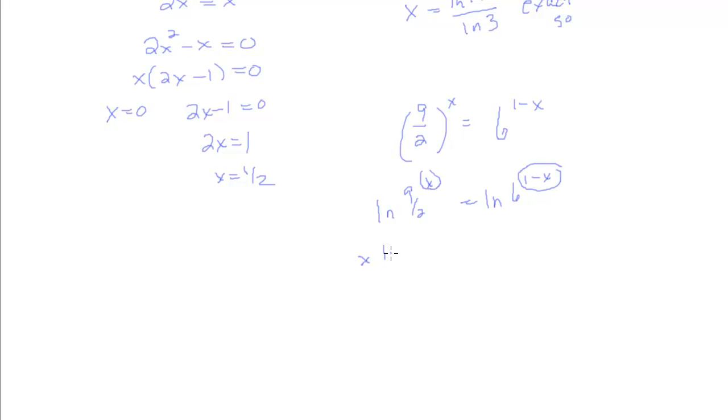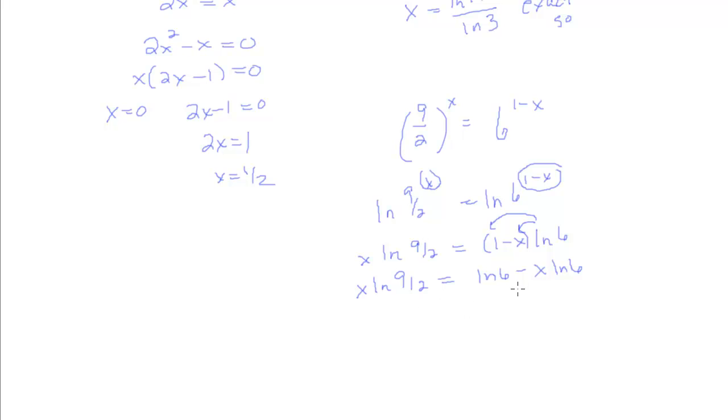So this becomes x times the natural log of 9 over 2 is equal to, remember that is an expression in itself, so keep it together, 1 minus x times the natural log of 6. Those parentheses are important because now I'm going to have to distribute this number. So again, let's go ahead and get rid of those parentheses. X natural log of 9 over 2 is equal to, distributing the natural log of 6, this will be the natural log of 6 times 1, or just natural log of 6, minus x times the natural log of 6.